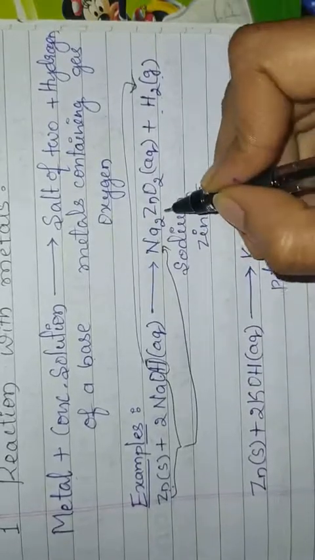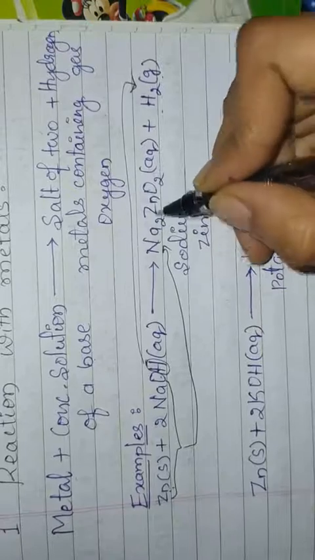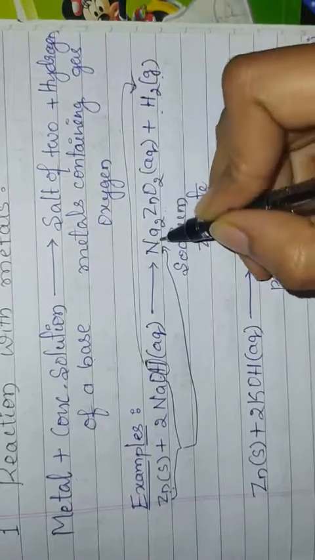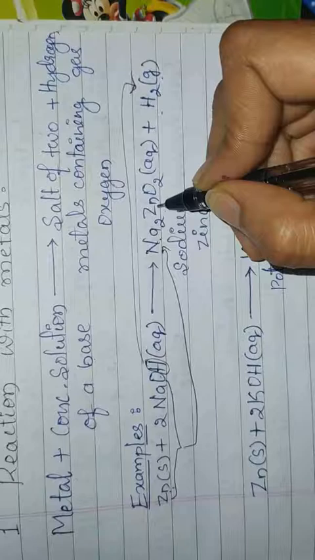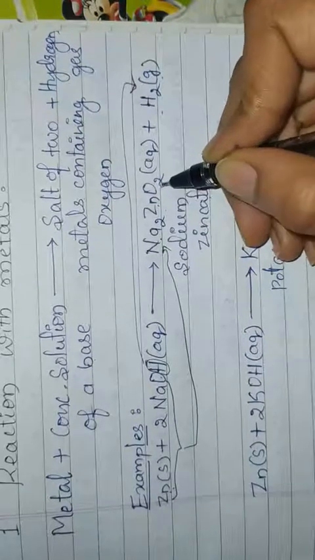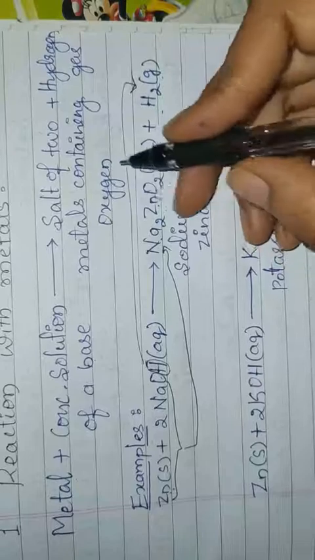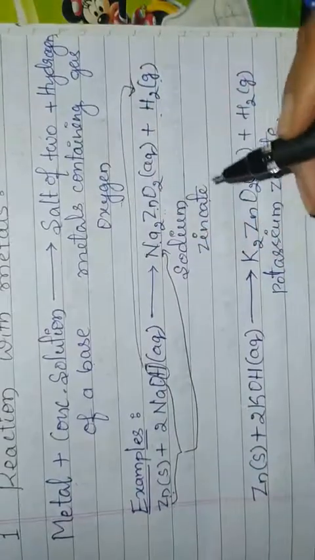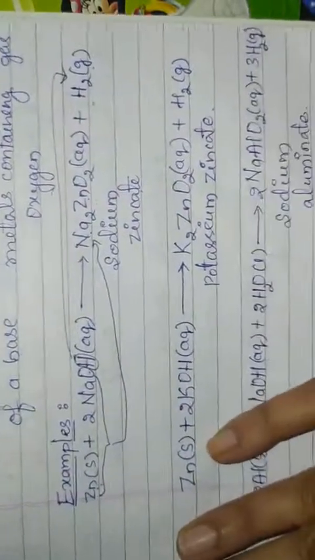It is a salt and it contains two metals. In this case sodium is one metal and zinc is another metal. Along with these two metals, one oxygen is present. It is a salt of two metals containing oxygen. So we'll see the next example.